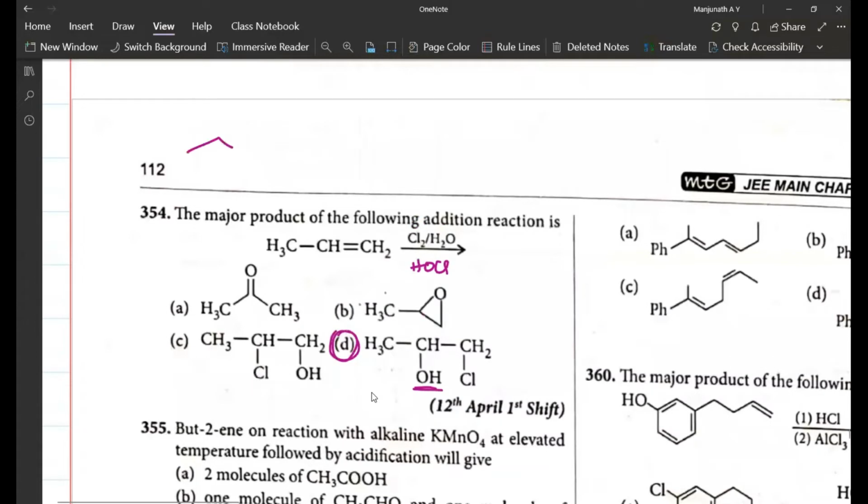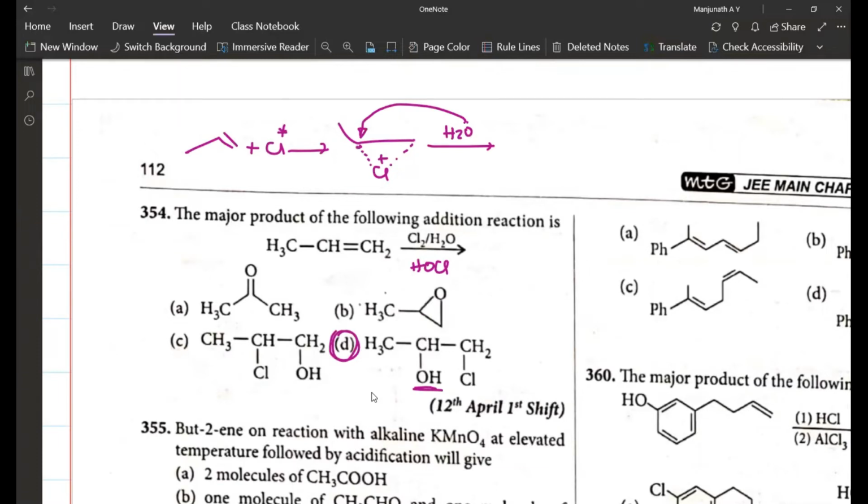Plus Cl plus. So naturally it will form Cl plus, this is what is going to be formed. Correct? Then H2O will attack this carbon, obviously for the reasons. What is the reason? More substituted carbon.